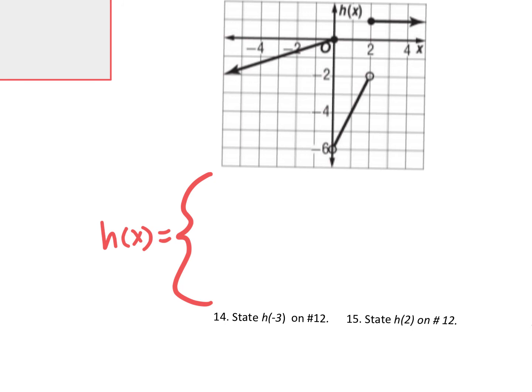So what would h of negative 3 be? Question 14, state h of negative 3. Even without the actual piecewise function, I could get the answer from here. H of negative 3 is negative 1, exactly right.